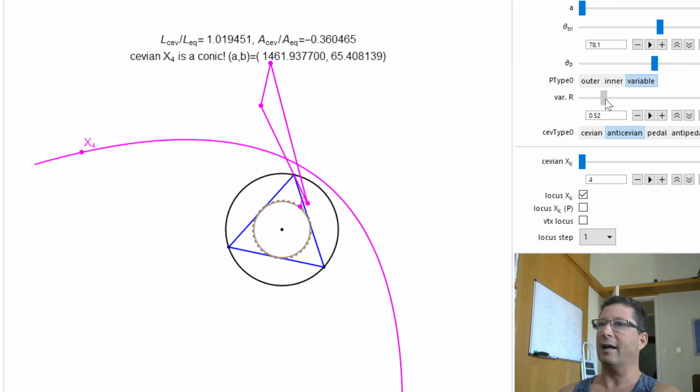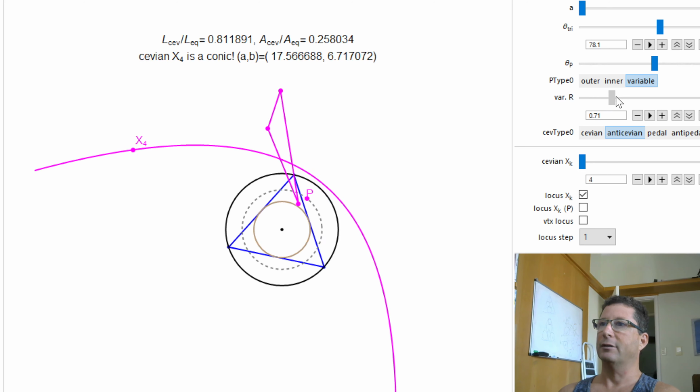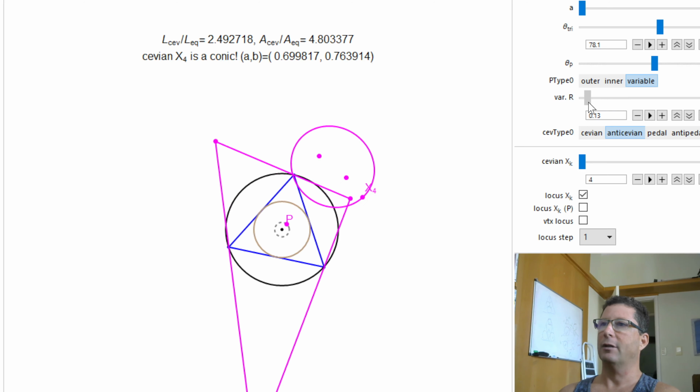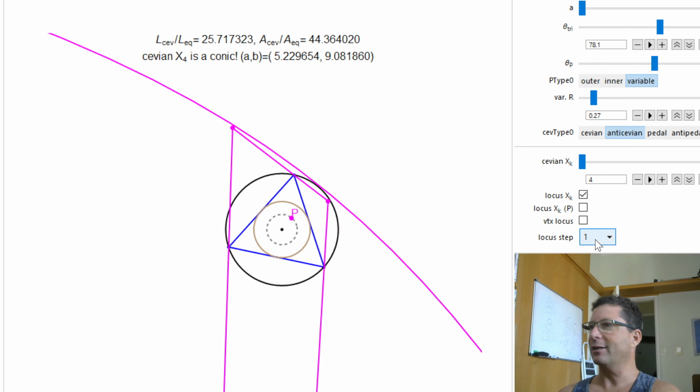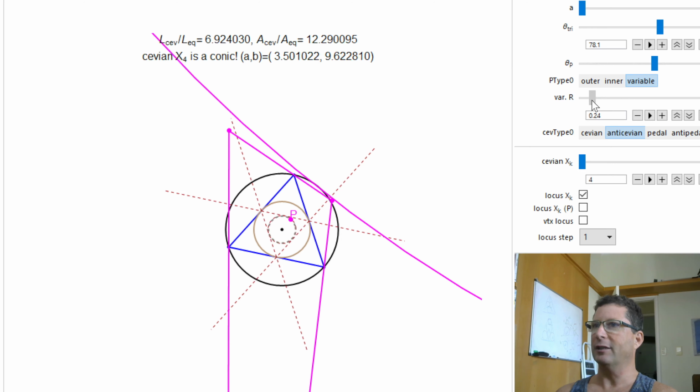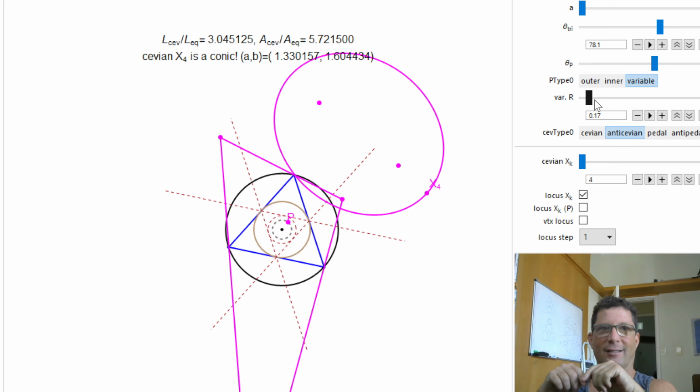So if P is on the incircle, it's a parabola, and if P is inside, it's back to being a hyperbola. So is this thing ever an ellipse? I don't think it's ever an ellipse. Oh, it is an ellipse here. Okay, so I have three phases again. I have to bring back the incircle of the medial, and it looks like this thing wants to be an ellipse if P is now inside the Spieker circle.